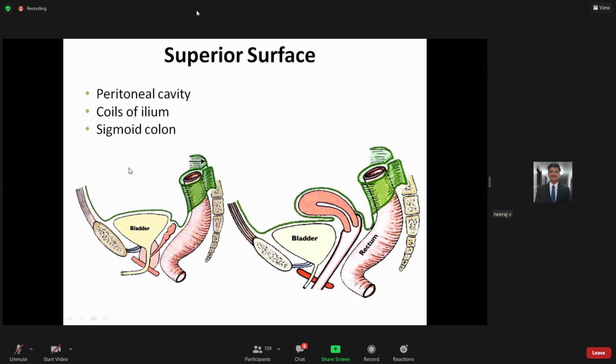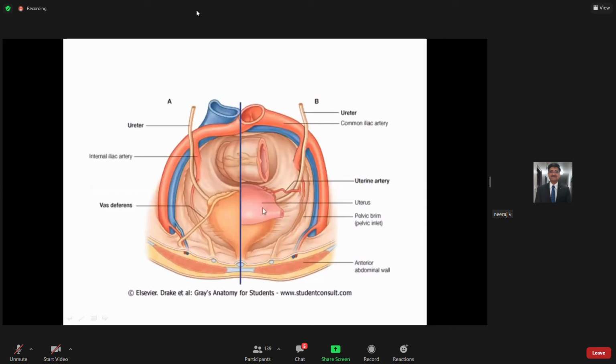So here you have the coils of the ileum as well as the sigmoid colon. In case of female, peritoneum reflects here and forms the vesico-uterine pouch, and the most posterior part of the superior aspect of the bladder, or the superior surface of the bladder, is not related to peritoneum.